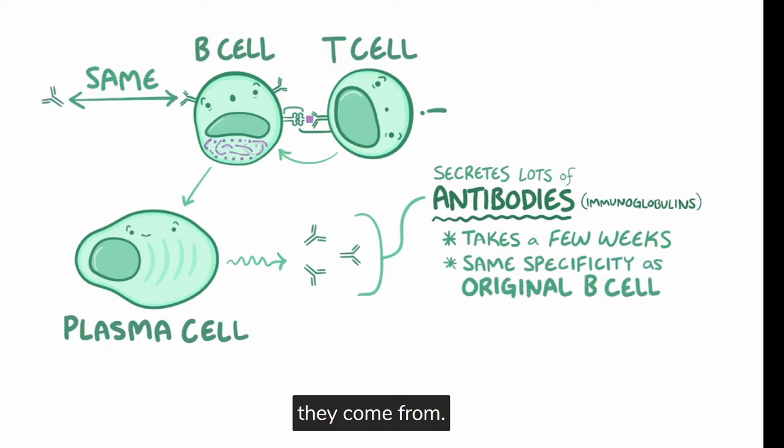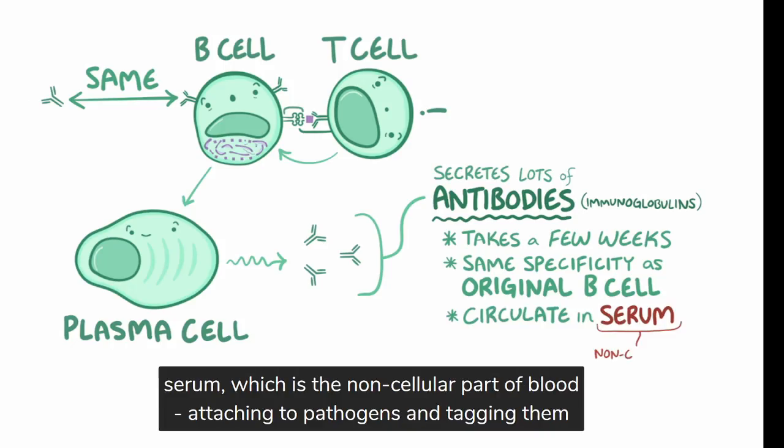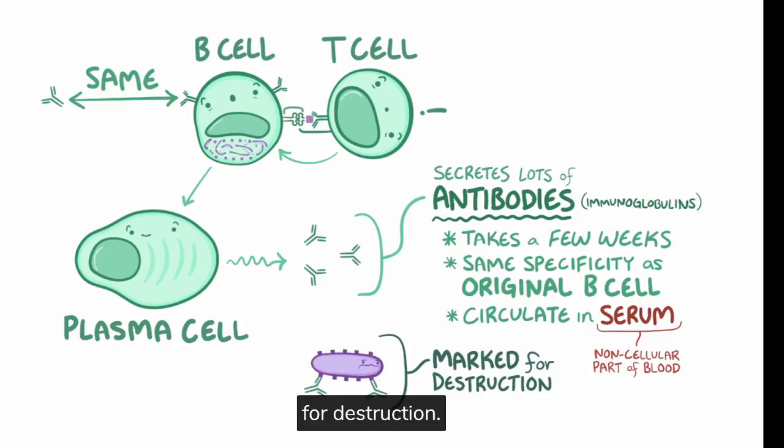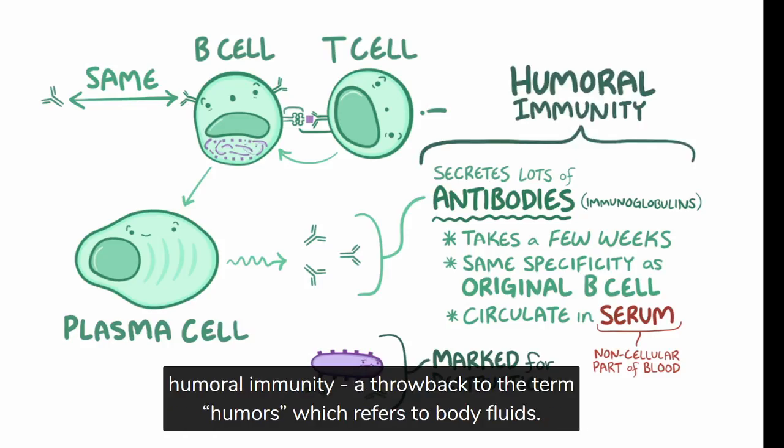Antibodies are just the B cell receptor in a secreted form, so they can circulate in the serum, which is the non-cellular part of the blood, attaching to pathogens and tagging them for destruction. Because antibodies aren't bound to cells and float freely in the blood, this is considered humoral immunity, a throwback to the term humors, which refers to body fluids.